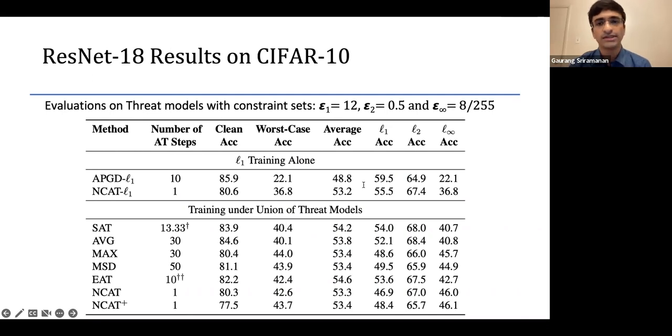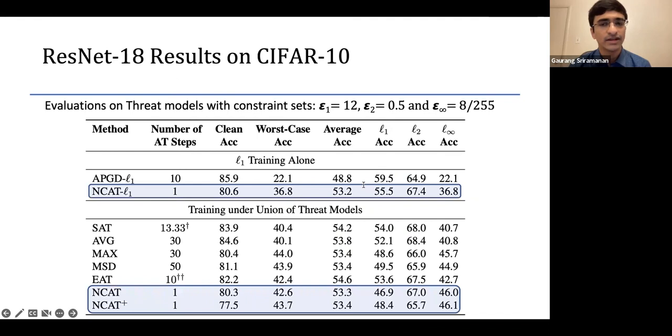For the proposed method NCAT, we first present results on ResNet 18 on CIFAR 10. It achieves a high degree of robustness, both for L1 adversaries alone, shown in the first partition, and under the union of these LP threat models in the lower partition. Interestingly, the single-step NCAT L1 trained model generalizes and achieves a higher degree of robustness against unseen threat models such as L infinity and L2, as compared to the multi-step L1 defense APGD L1.